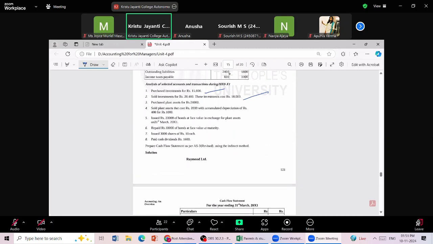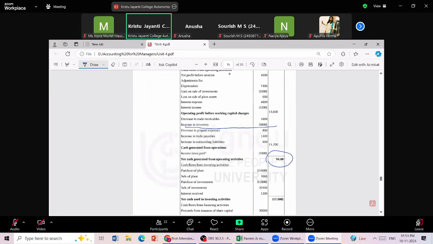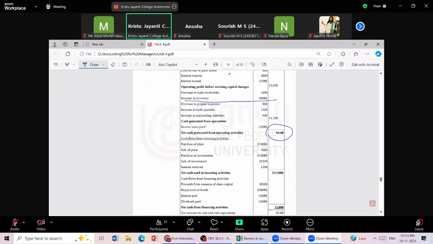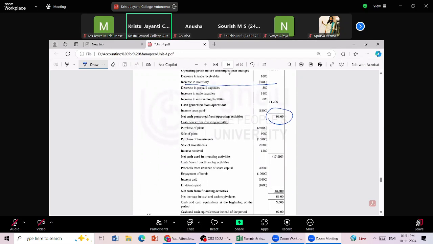So you can see here the sold plant cost 2,000 with accumulated depreciation of 400, sold for 1,000 rupees. So there is an inflow of cash. So these things are being added, sale of plant, sale of investment, and what you get is your investing activity.